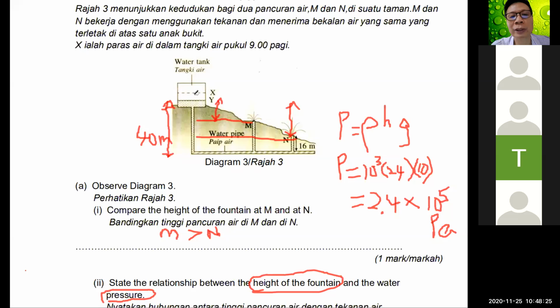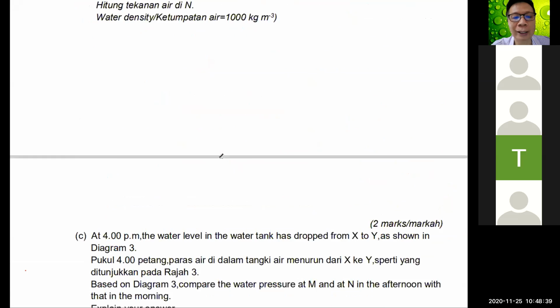Because in the afternoon, the water level dropped already. When the water level drops, it will affect the depth of the water, correct or not? It will affect the depth of the water. So in the afternoon, the depth decreases. So this will make the pressure decrease. Okay, please write your answer.